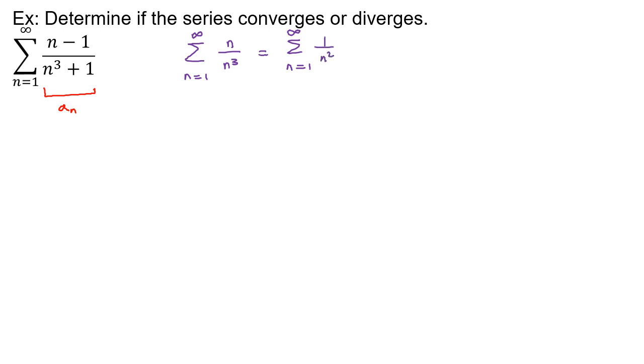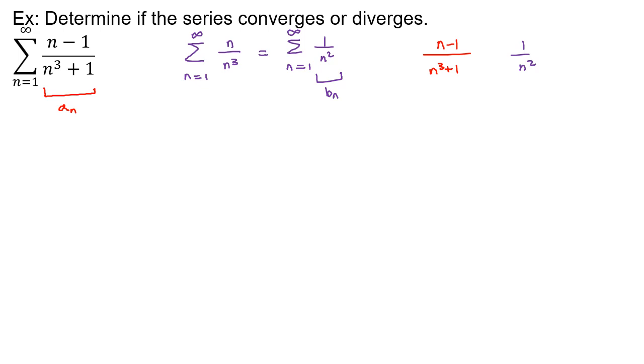as 1 over n squared. So I'm going to use 1 over n squared for my b sub n. And I'm going to compare the two. Is n minus 1 over n cubed plus 1, how does that compare to 1 over n squared? This one's a little harder to notice, but the one on the left, the denominator would be bigger than the n squared. The denominator is bigger, so the overall fraction is probably going to be smaller.